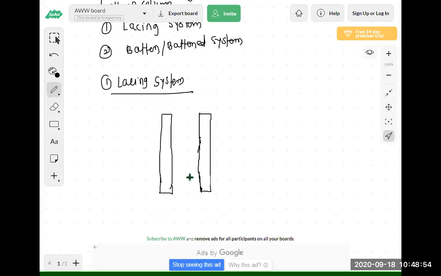Okay, these two I sections are there. Or it may be channel section also. So this is the principal axis of this I section. This is here the principal axis of the I section. So actually this is disconnected. We have taken a section here.